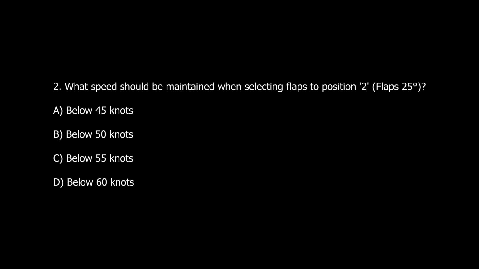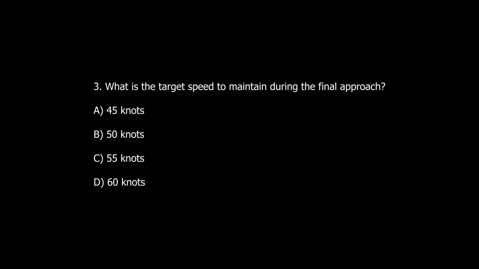D. Below 60 knots. Question number 3. What is the target speed to maintain during the final approach? A. 45 knots. B. 50 knots. C. 55 knots. D. 60 knots. Question number 4. At what speed should the aircraft touch down under normal wind conditions? A. 30 knots. B. 35 knots. C. 40 knots. D. 45 knots.